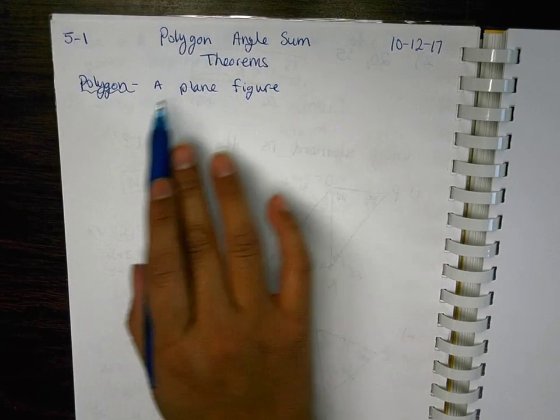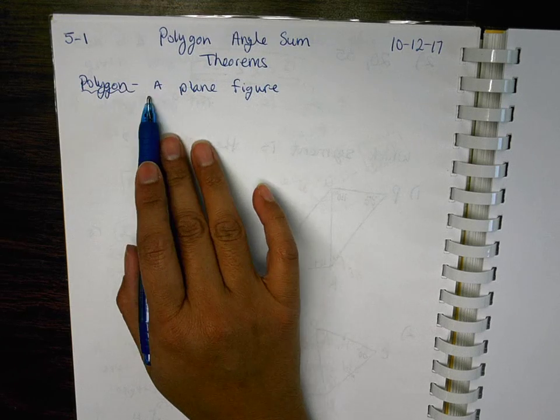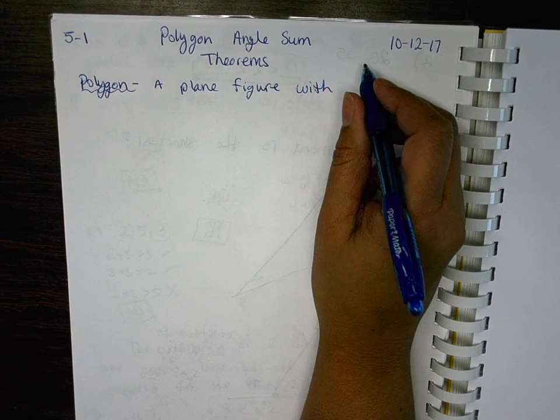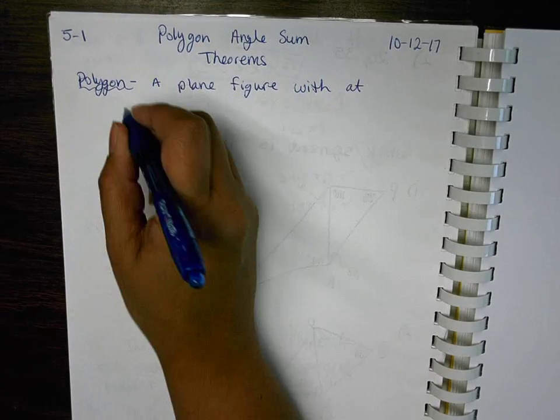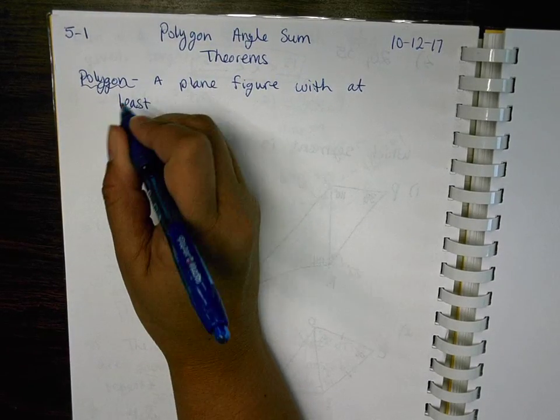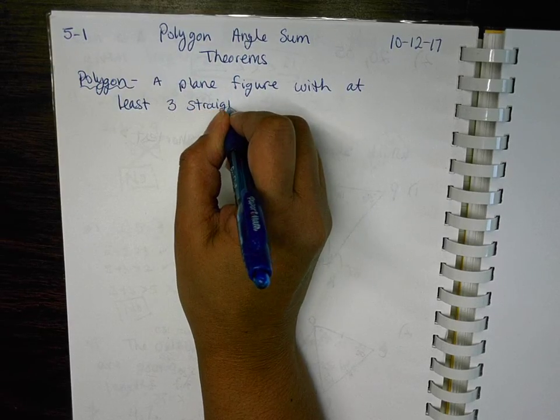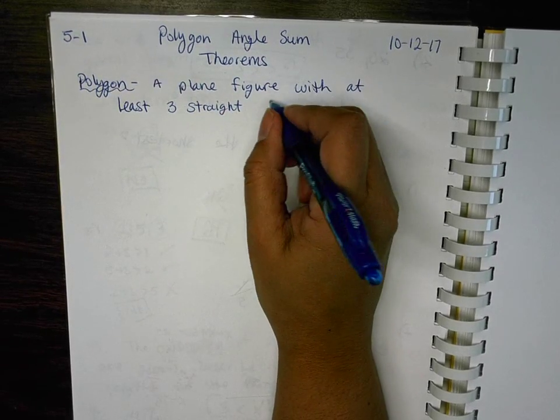Polygon angle sum theorems. What is a polygon? A polygon is a plane figure with at least 3 straight sides and angles.